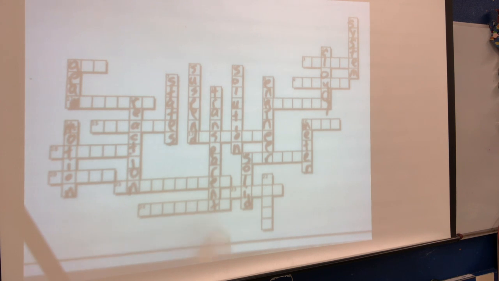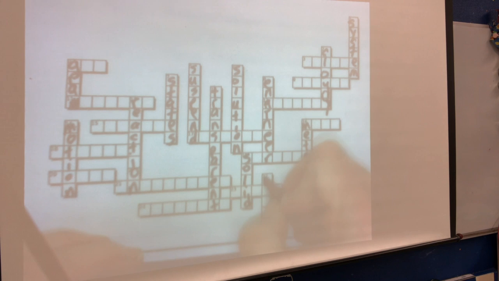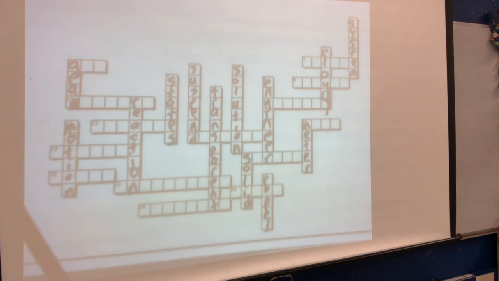Number 22. When magnets push apart, they repel. Excellent. Okay, so we finished all of the downwards. Now we're going to move on to the across words.